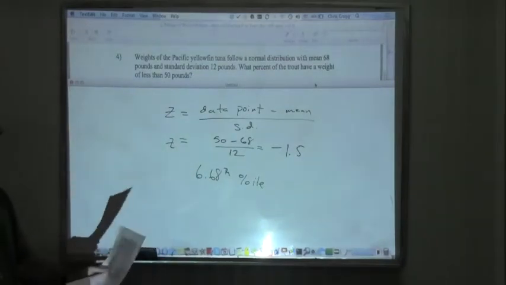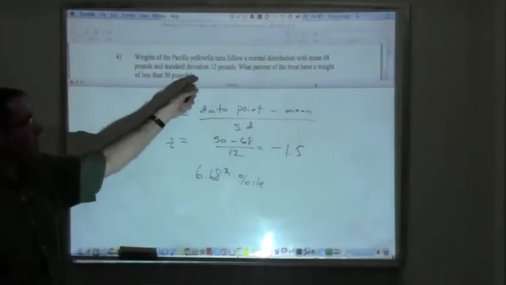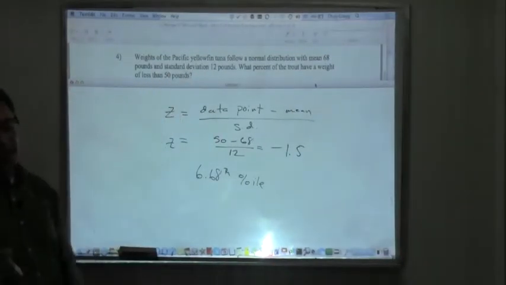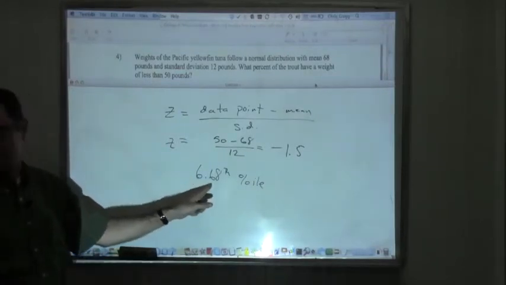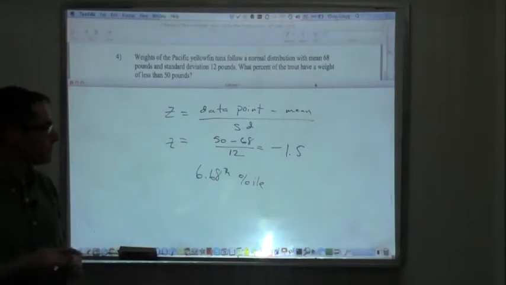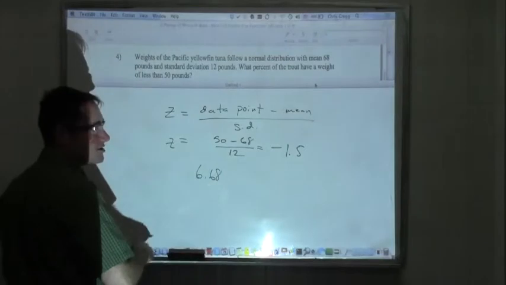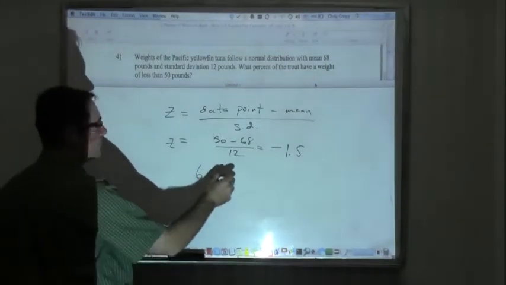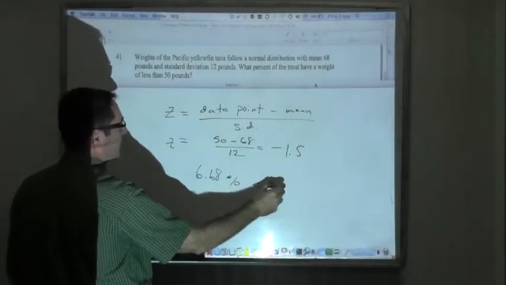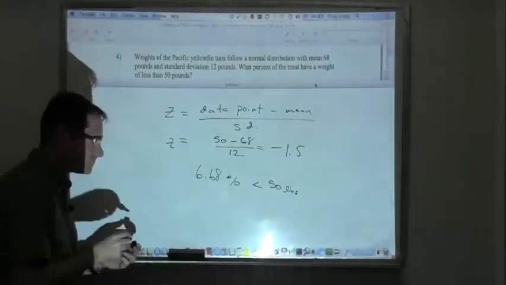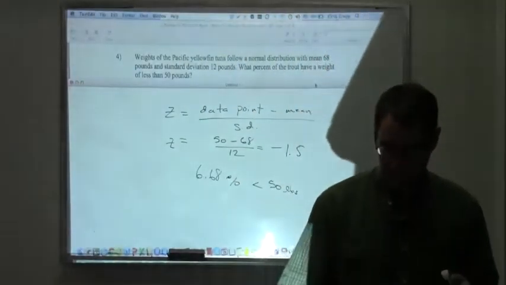I would not write it as a percentile. You just say 6.68%. What's nice about the way this question was asked, what percentage have a weight less than 50 pounds, is that's exactly what this gives you. If it had said what percent is above 50 pounds, you'd have to do 100 minus that. You could just write 6.68% less than 50 pounds. Okay? Good?